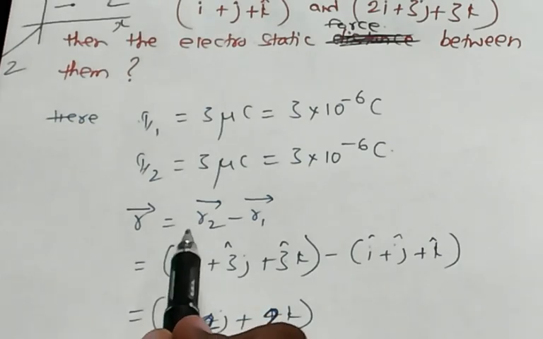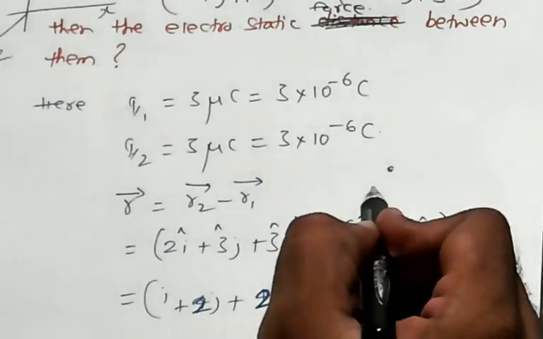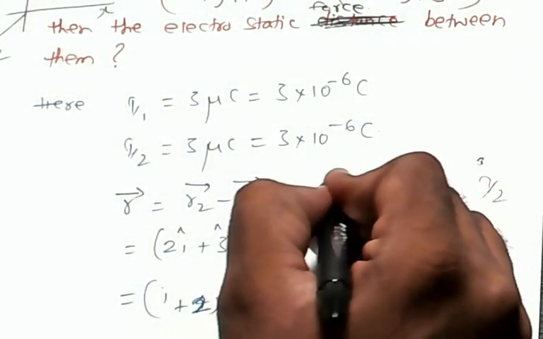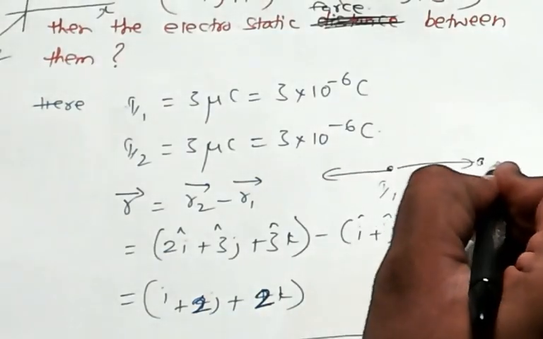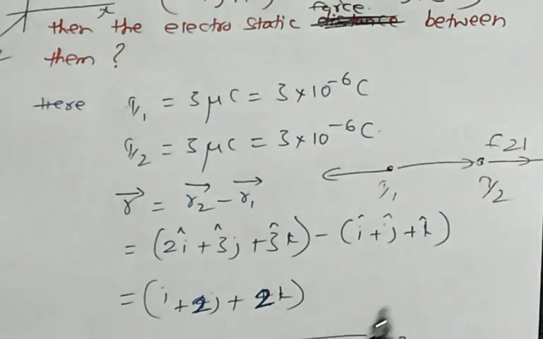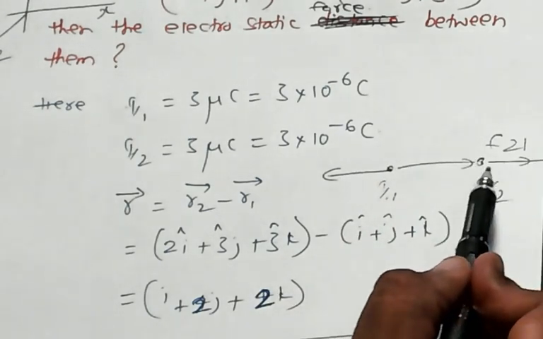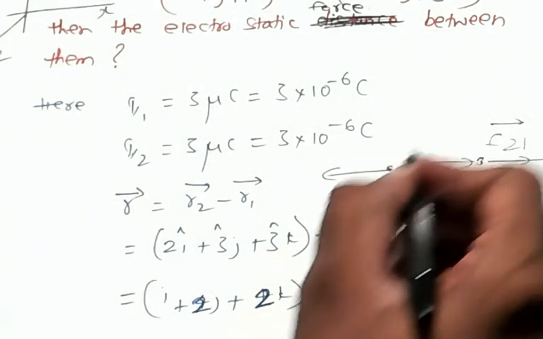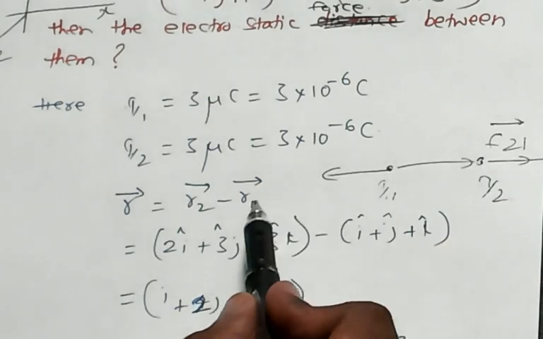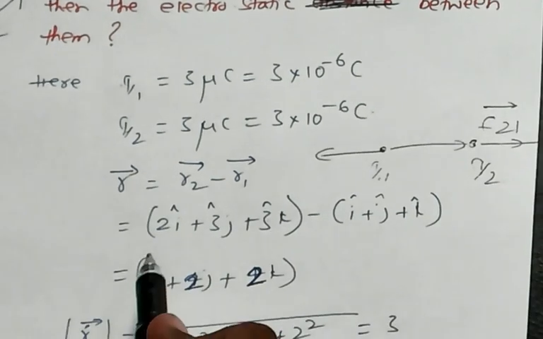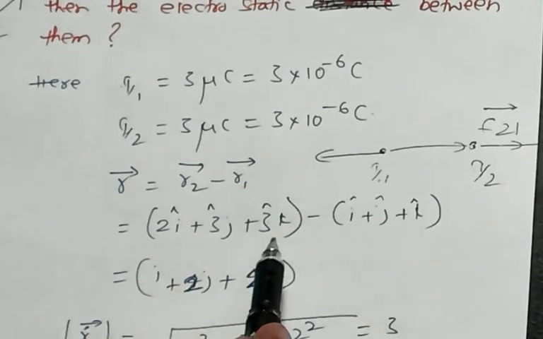Already we discussed that whenever you have one charge, say Q1, and another charge Q2, and we are talking about a force F21, that means Q1 is repelling Q2, so Q2 is the one which has got repelled. So F21 is the representation. And the displacement is R2, the final displacement, minus the initial displacement R1, R2 minus R1. So that is equal to 2i minus 3j plus 3k.